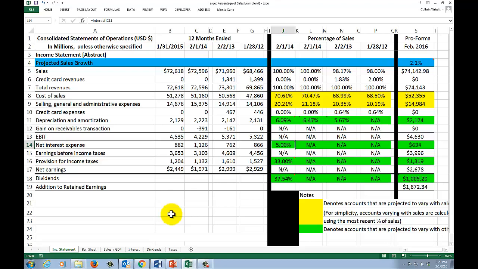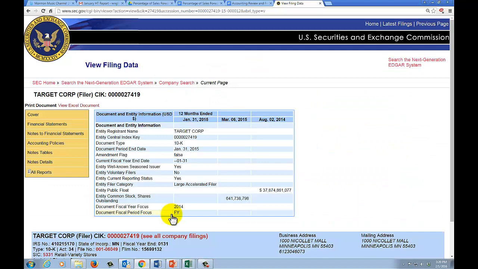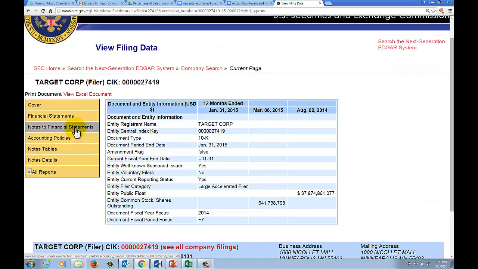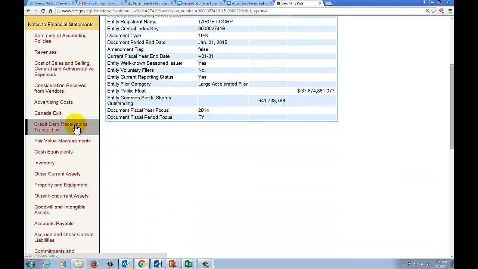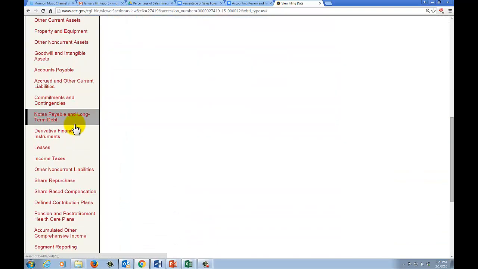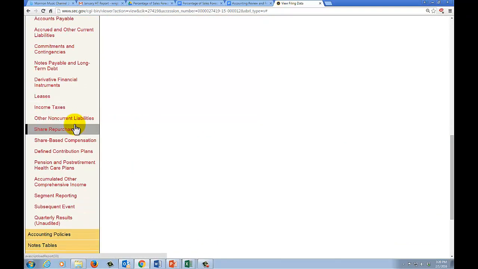Where would we go to find information about the right interest rate and how much debt Target is going to have in these next few years? Well, go to the SEC website, and if you look here to the side, they have notes to the financial statements. Every company that has long-term debt will have a footnote about that long-term debt.